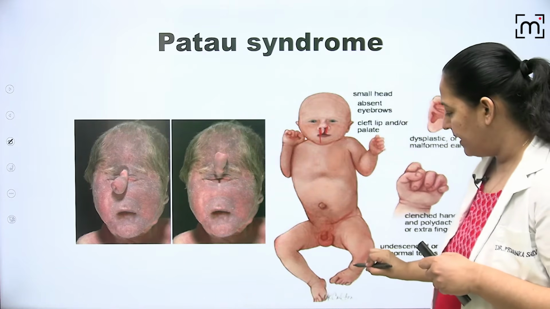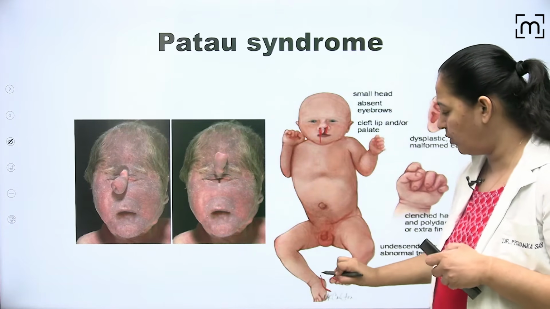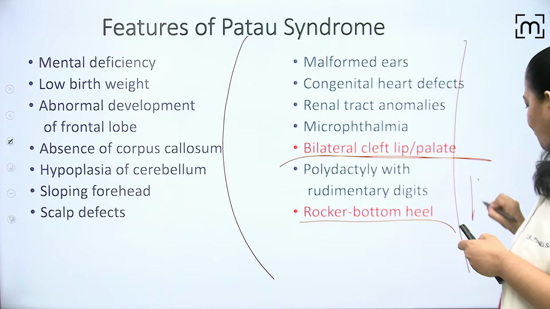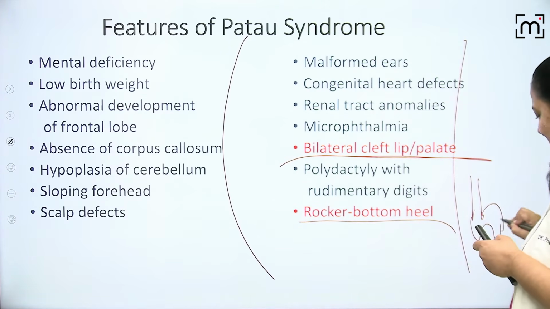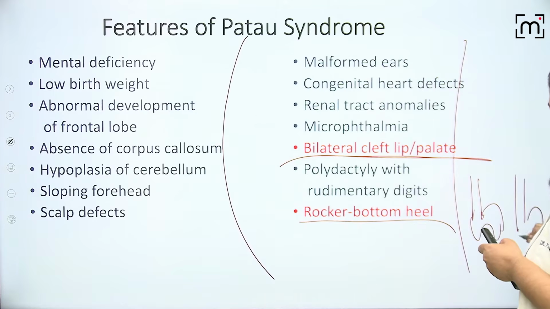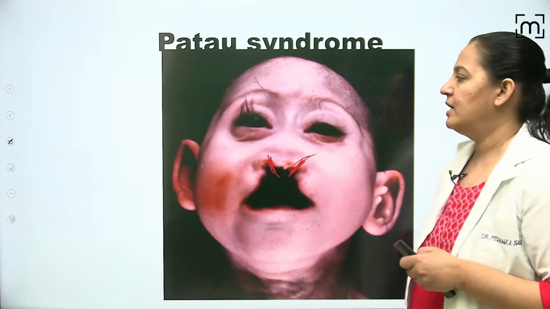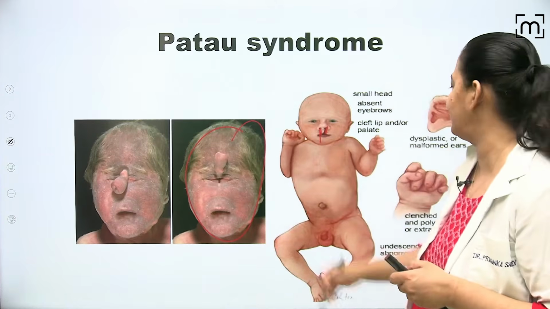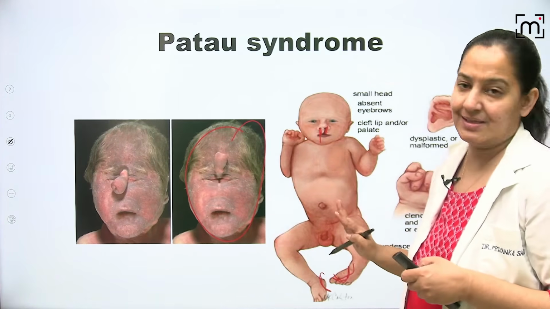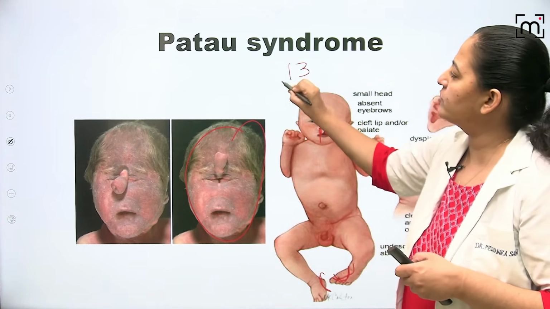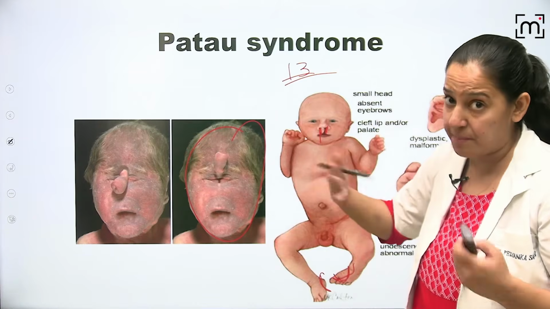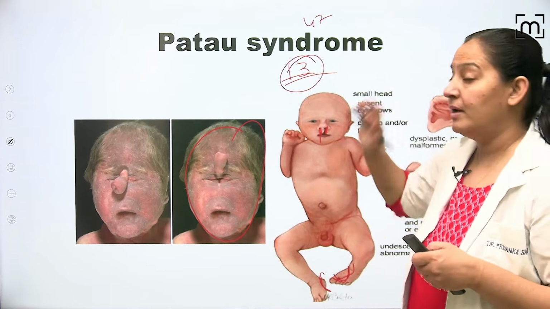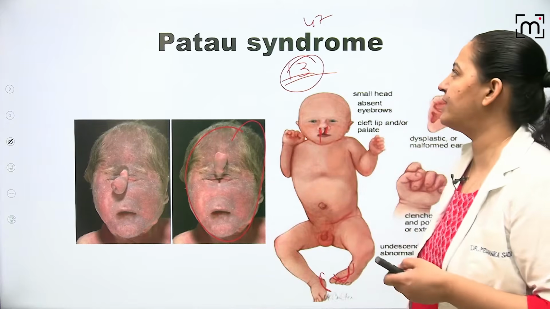And see the foot. The foot shape is like this. It is known as rocker bottom heel. The shape of the foot will be like talus. So these are the Patau syndrome features. The child can be born like this, and many times the child dies. It is Patau. It is trisomy of chromosome number 13. The 13th one is triple, and the total number of chromosomes is 47 because the 13th number is triple instead of double. So that is trisomy.